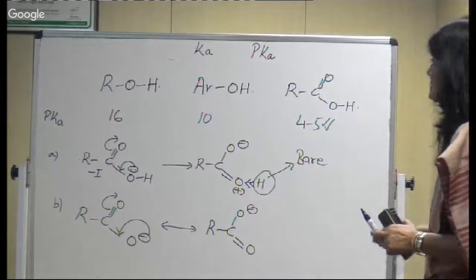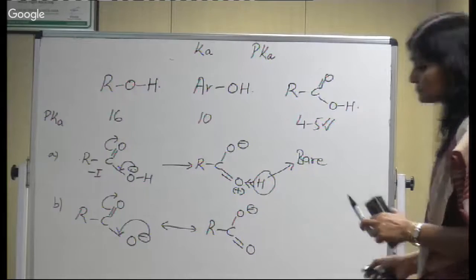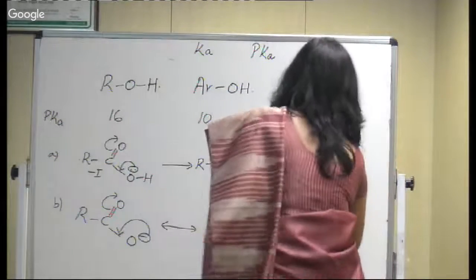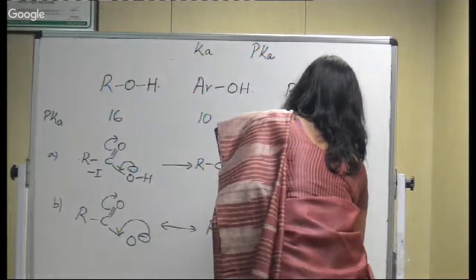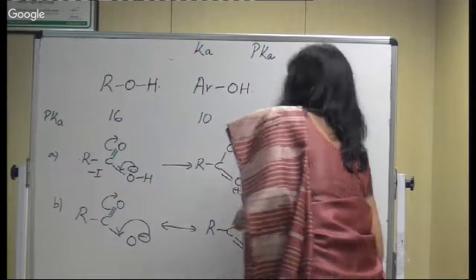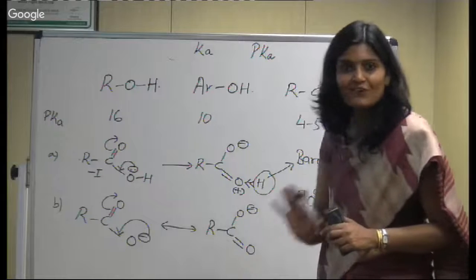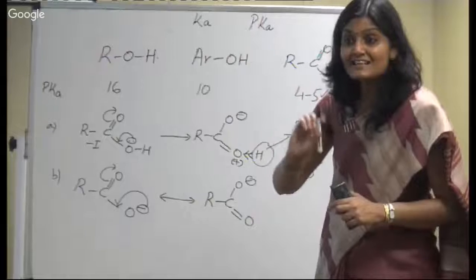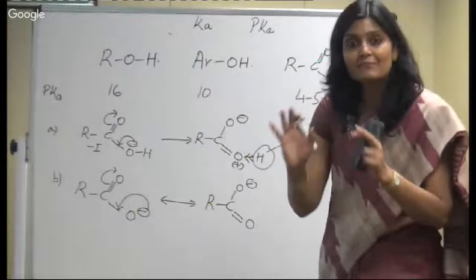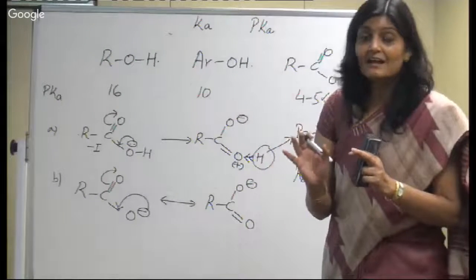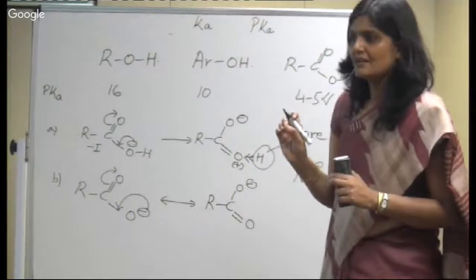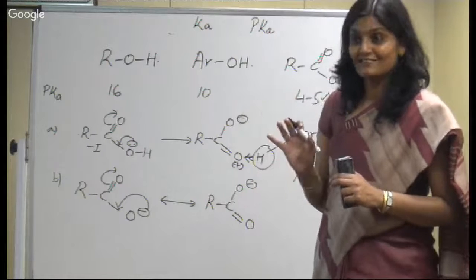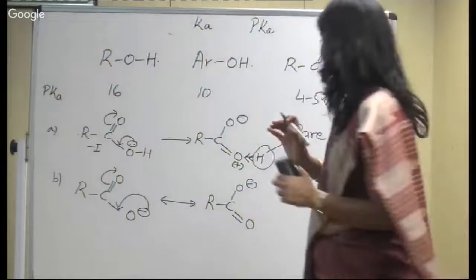If you compare this with alcohol, the corresponding alkoxide ion which will be formed on ionization has an R group attached to oxygen, which is offering plus I effect. In fact, it is increasing the electron charge density on the oxygen, whereby destabilizing the alkoxide ion. That is why alcohols are very, very weak acids. Except for methanol, all the alcohols are weaker acids than water also. So please remember that. Okay.